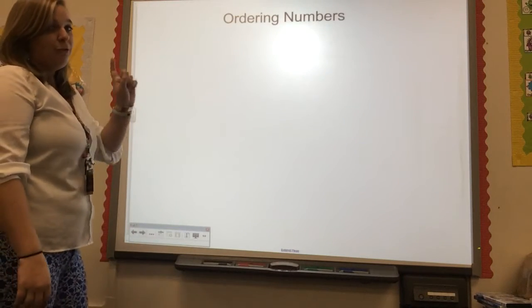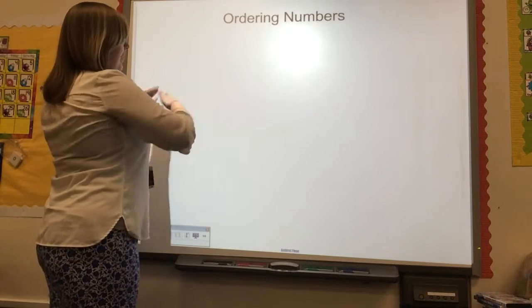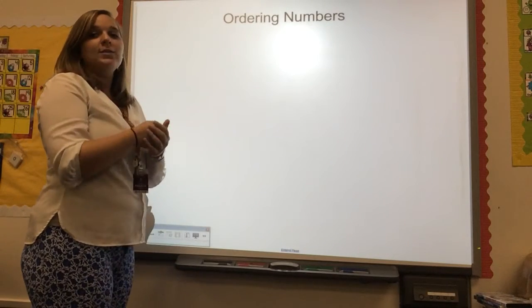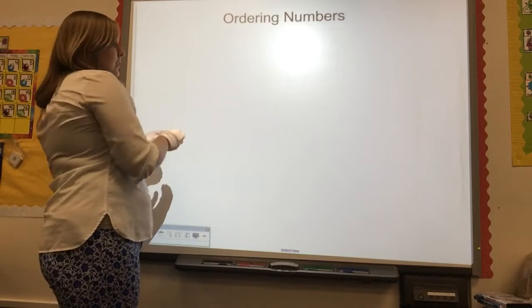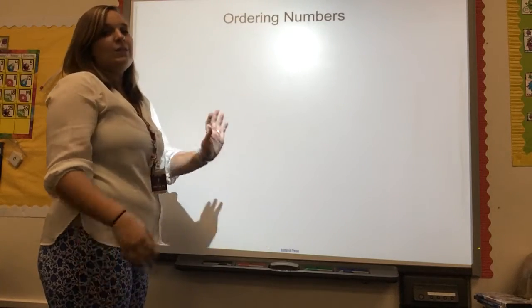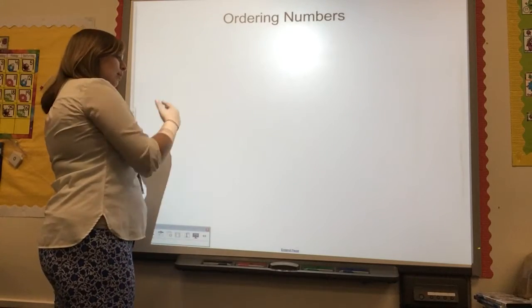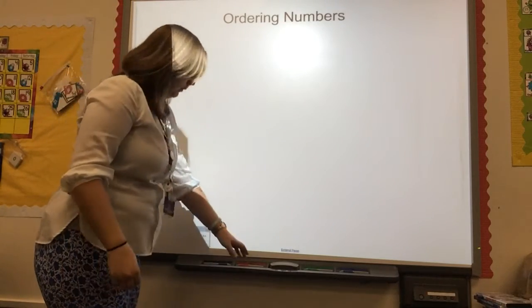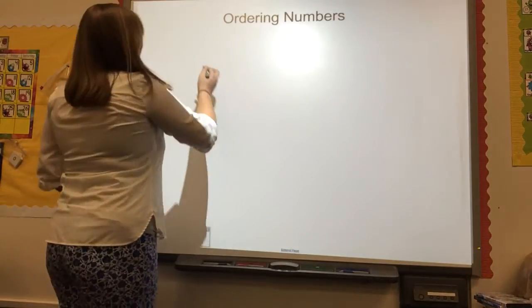Ordering numbers, you have to first start by comparing them and then put them in order. Always read your directions. If it says least to greatest, that is the smallest number to the biggest number. If it says greatest to least, that's the biggest number to the smallest number. Okay, so let's do, I'll put 3 numbers up here.